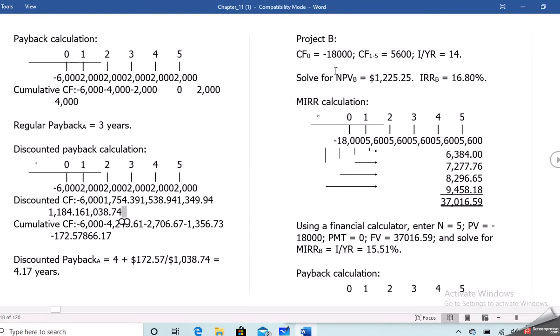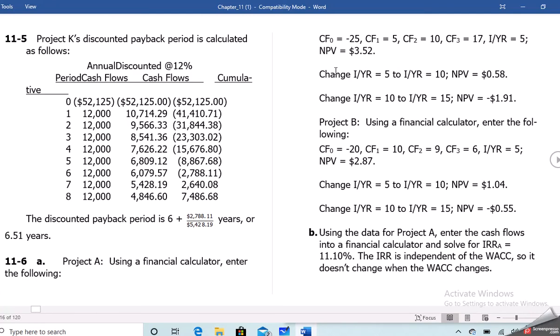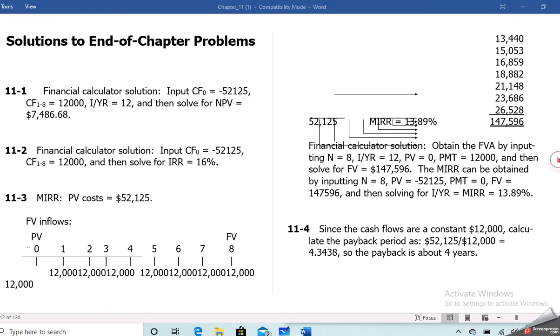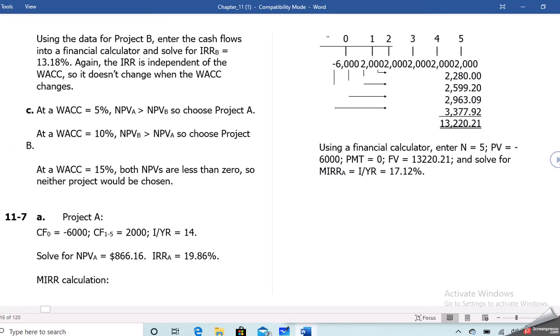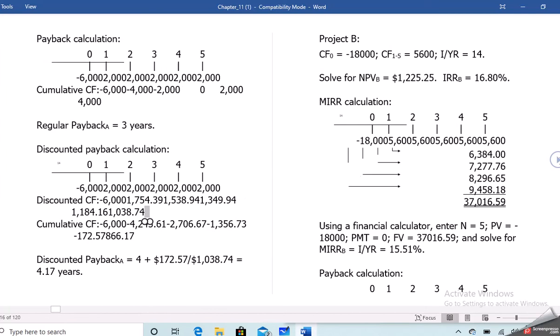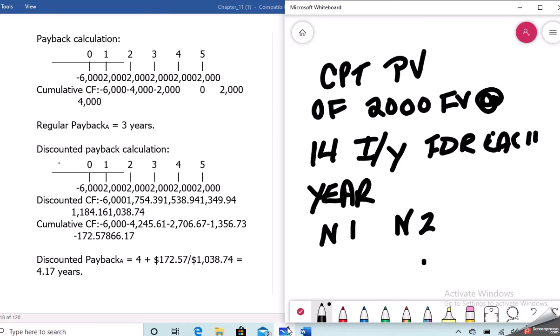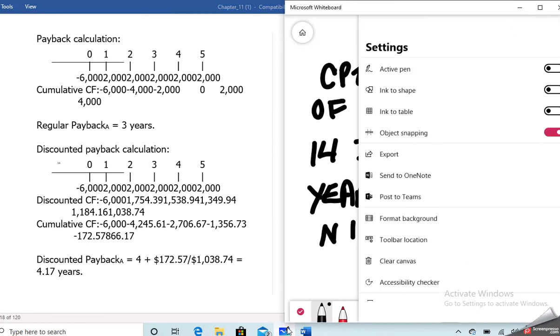If I can come back over here and say, okay, I've lost where I was at. Okay, so if you come over here, I'll use my pointer. When you computed that first one, you would get $1,654.39. Then you'd get $1,538.94. Then you'd get $1,349.94. Okay, then once you do that, then you're going to go ahead and run those cumulatives.